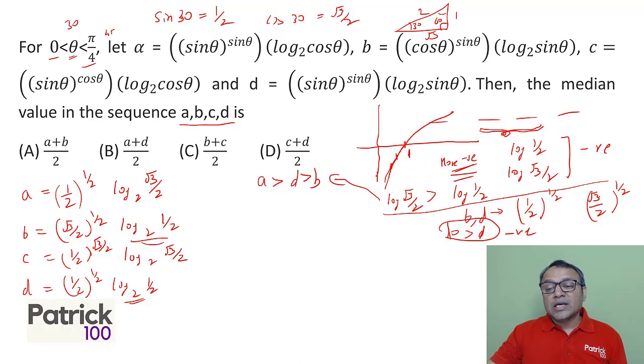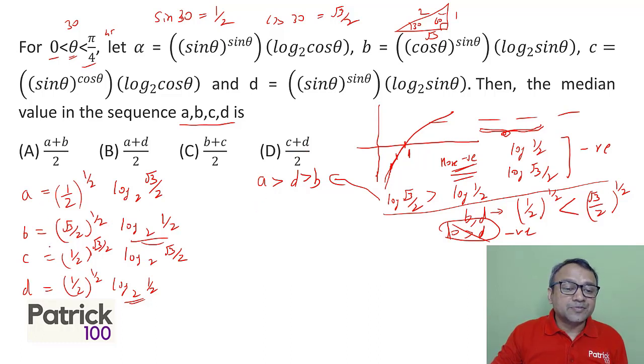I'll repeat this. Remember, root 3 upon 2 is bigger than half. So if you raise it to the power of half, root 3 upon 2 raised to half will be bigger than half raised to half. But since both the values are negative, because log is negative, more negative will give you a smaller value. So root 3 upon 2 raised to half will be smaller than half raised to half because it is negative.